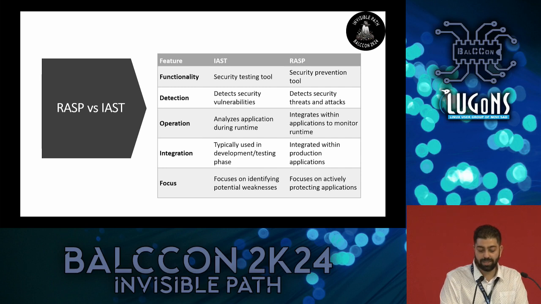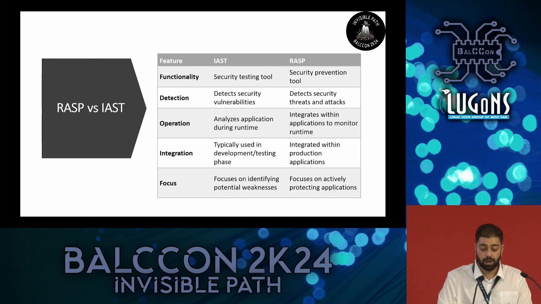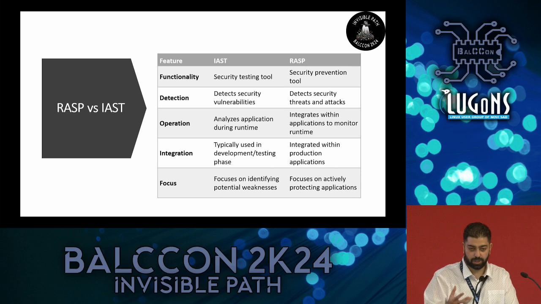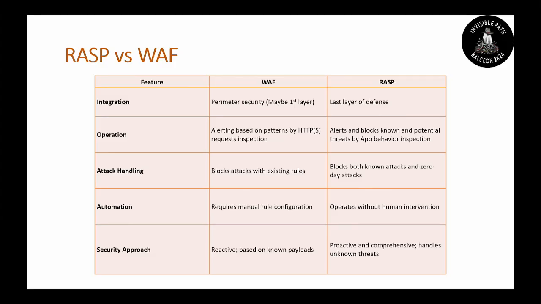For the integration part, IAST is typically used within the testing phase or within some predefined environment and the development phase as well, while RASP is integrated within the production application. So you can easily release your application on the market while you have a function acting as a RASP inside that application, like a mobile app. IAST focuses on identifying the potential security vulnerabilities and security weaknesses, while RASP focuses on actively protecting your application in real time.